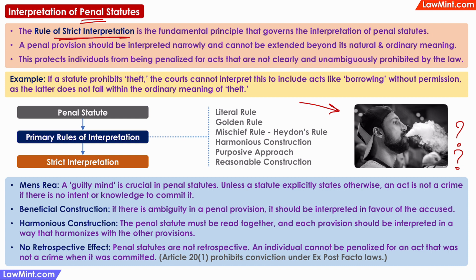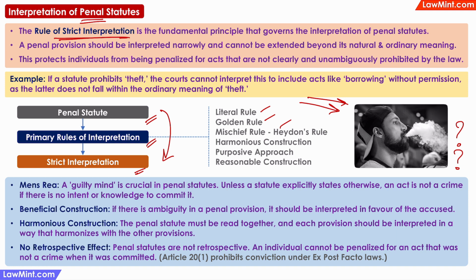Since there was a doubt and the strict interpretation was applied, it meant that people could not be punished for using e-cigarettes in public places, unless and until the statutes were amended or updated. If a penal or a criminal statute needs interpretation, then the courts will first apply the primary rules of interpretation, such as the literal rule, the golden rule, the mischief rule, etc. And the outcome is interpreted strictly, and strictly in favor of the person.